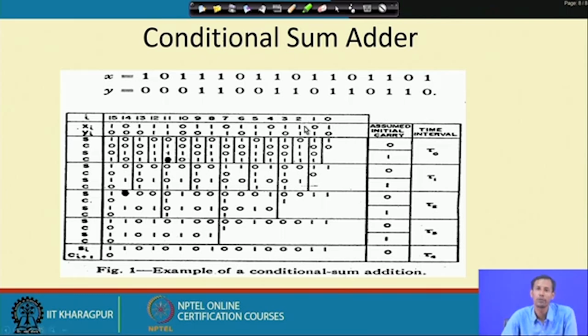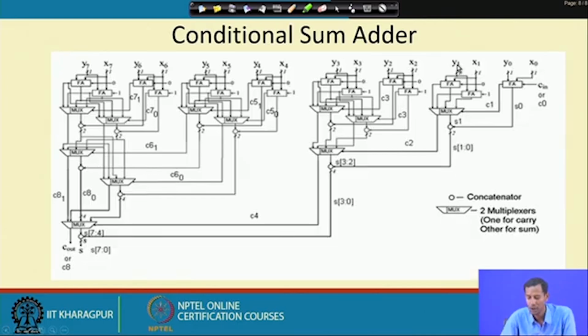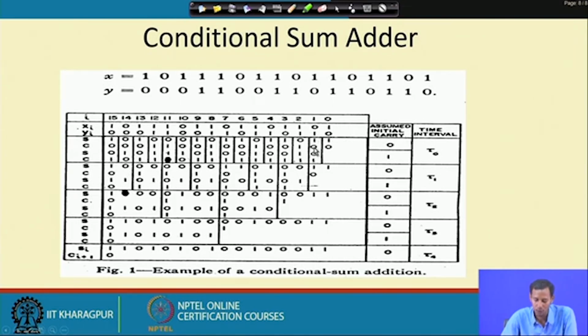For the y 1, x 1 position, what will happen? If I go back again, we will get two sets of sum and carry, one considering carry input bit of 0 and one considering carry input bit of 1. As x 1 and y 1 are 0 1, for carry input 0 sum is 1, carry is 0. If carry input bit is 1, sum is 0 and carry output bit is 1.